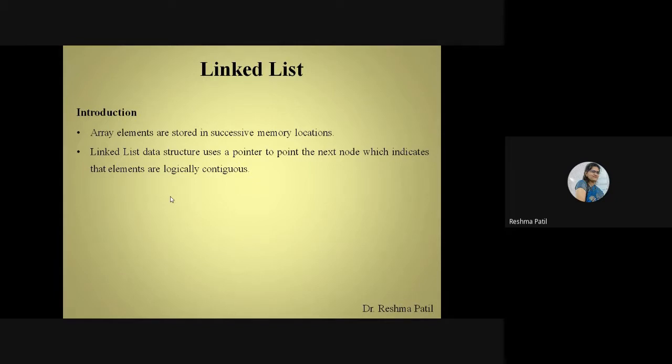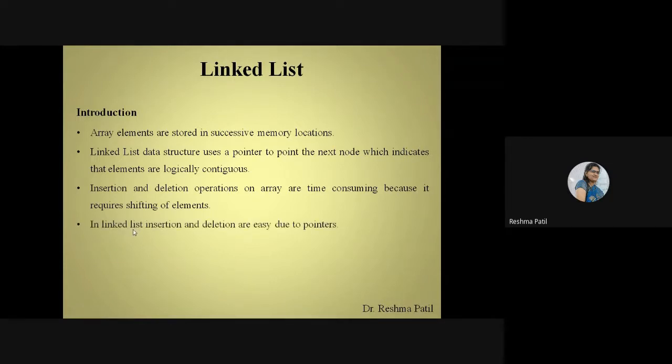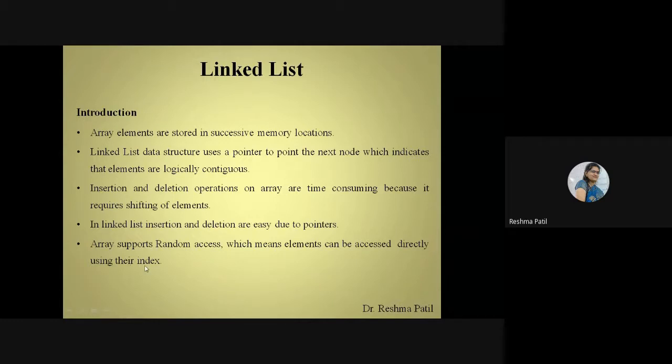Think about the opposite words for array and linked list: why is an array static and why is a linked list dynamic? Insertion and deletion operations on an array are time consuming because they require shifting of elements. In a linked list, insertion and deletion are easy due to pointers. At runtime we allocate memory, so insertion and deletion are possible easily, but in an array it will take time. Also, an array supports random access, which means elements can be accessed directly using their index.